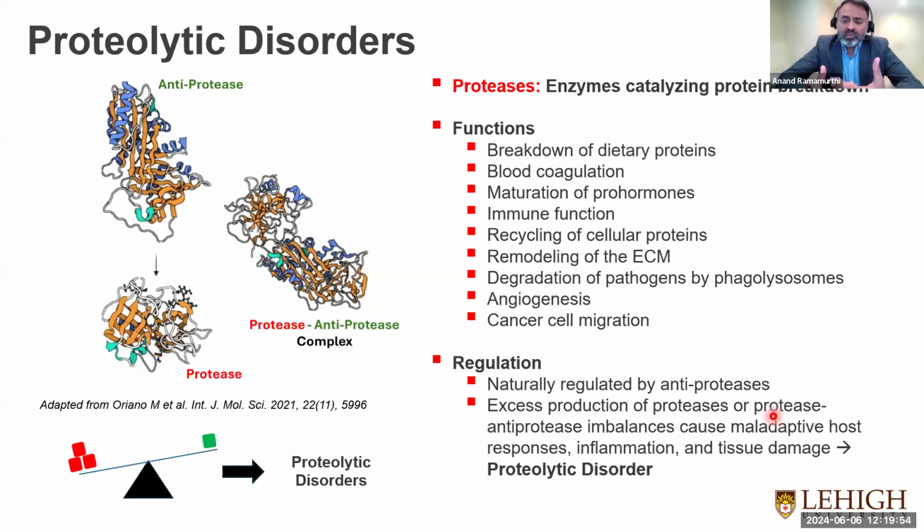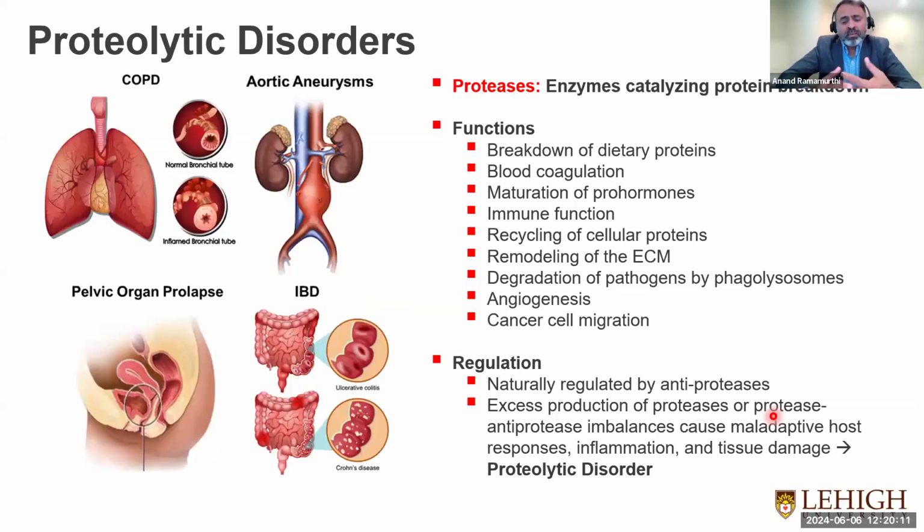Despite these useful functions, they need to be regulated in the body. If they are in uncontrolled amounts, or if they are overexpressed or not kept in check, then they can break down tissue structures, which lead to various forms of disorders, which are known as proteolytic disorders, wherein the tissue structure breaks down and the tissue function is compromised. Examples: chronic obstructive pulmonary disease in the lungs, aortic aneurysms where there are bulges in the major blood vessel, the aorta, pelvic organ prolapse, which can be vaginal prolapse or bladder prolapse, where these organs which are supported by tissues, the tissues break down, are weakened, and then these organs actually extrude out of the body. And inflammatory bowel disorders, etc.